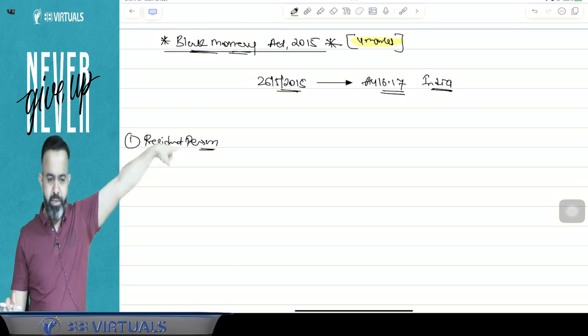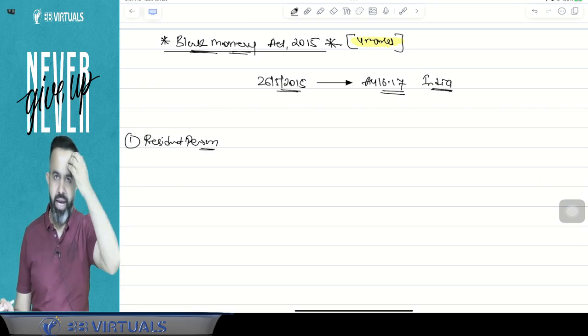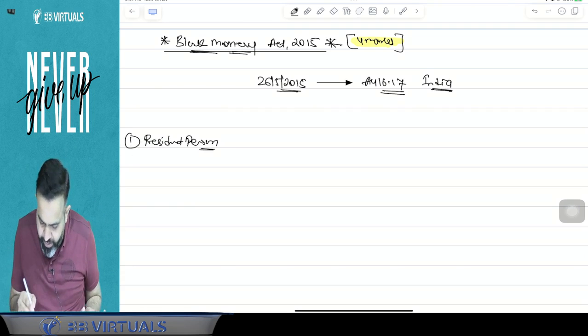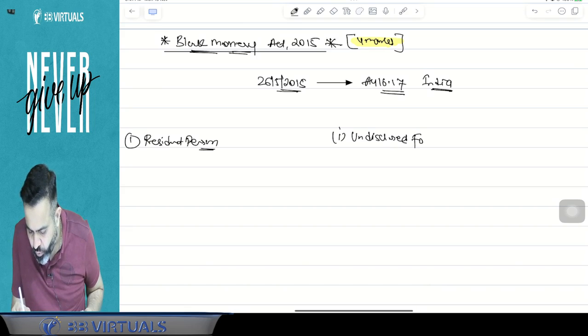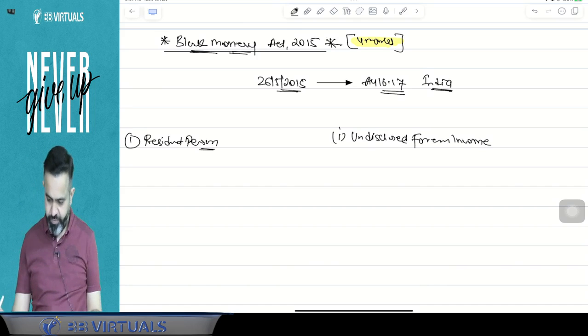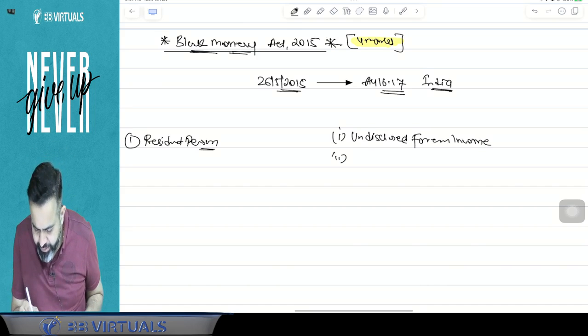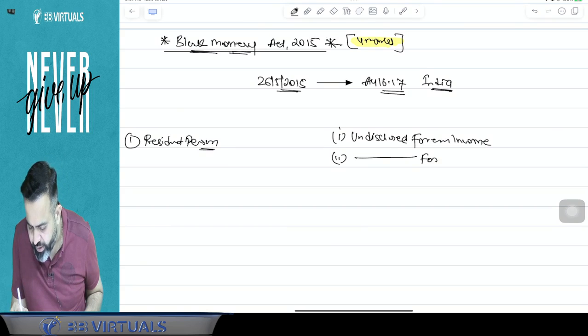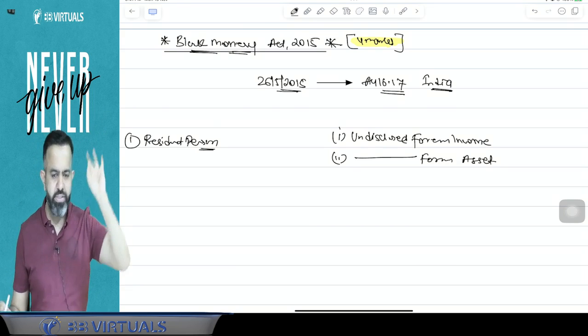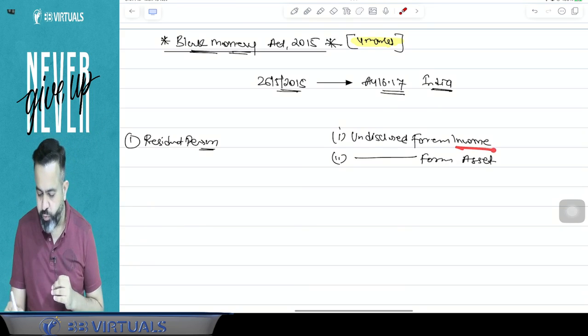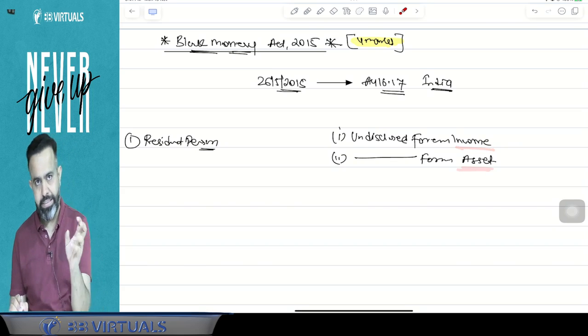Suppose any resident person, all people focus here, if any resident person is having any undisclosed foreign income, or a resident is having an undisclosed foreign asset, or undisclosed foreign income and undisclosed foreign asset.